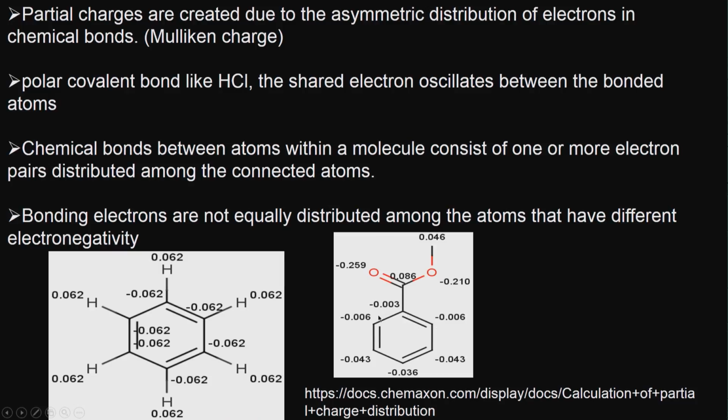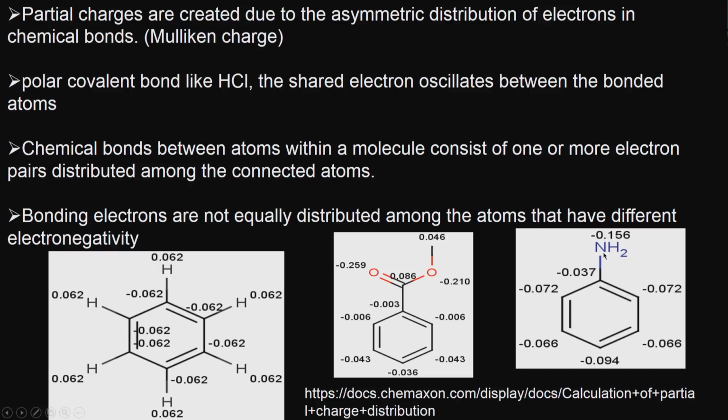Okay, they are symmetric here, but this COOH is closer, so these carbons have very low negative charge. Okay, whereas these carbons have higher negative charge. So it is different because of this particular COOH group here. Okay.